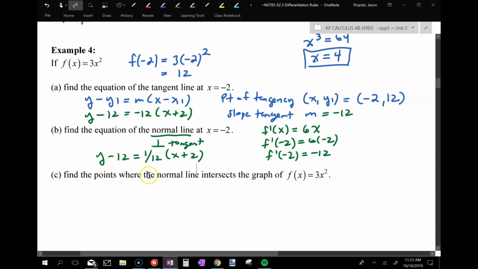Find the points where the normal line intersects the graph. Guys, what does that mean? Well, isn't my original curve a parabola? And isn't my normal line one that's perpendicular to a tangent, so it's going to go through it twice, right? Because if this is my parabola, and I have a tangent here, then the normal line is going to do what? It's going to go through it twice, right? So we want to figure out where that happens.